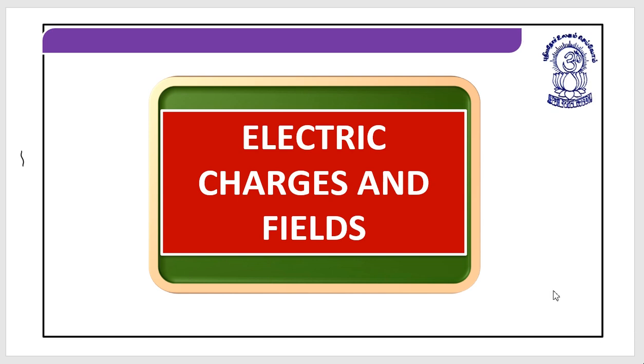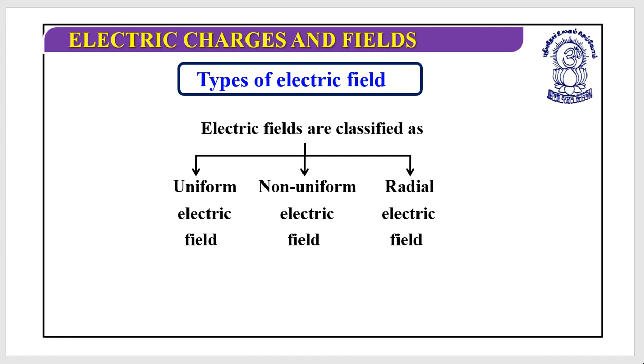Let's begin. First, we will discuss the types of electric fields. There are different kinds of electric fields. We can majorly define them or segregate them as a uniform electric field, a non-uniform electric field, and a radial electric field.